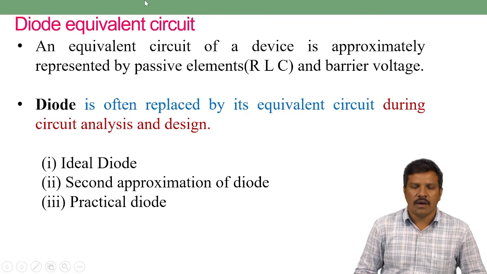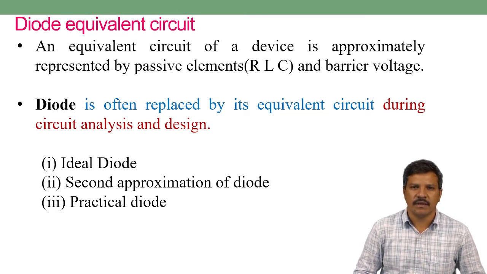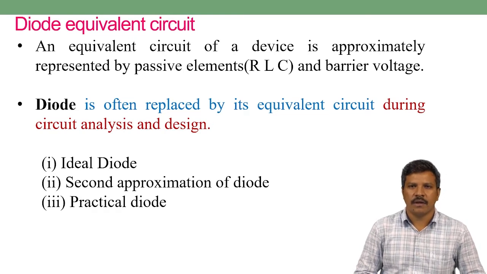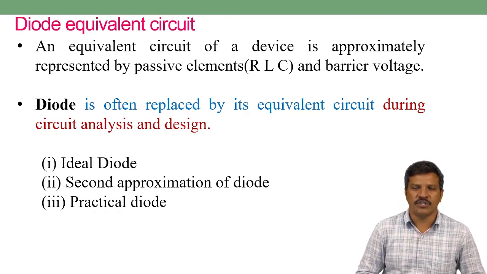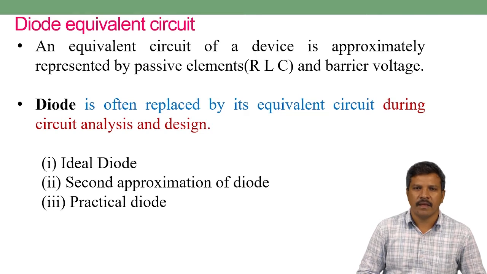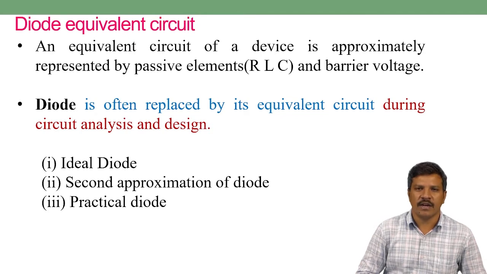Okay. Now, in order to analyze the nonlinear device, we can choose some models. Here, there are three different kinds of models to represent a nonlinear device called diode, which are the ideal diode, a second approximation of diode, which is also called piecewise linear, and the third approximation, which is also called practical diode. So by using these three models, we can analyze the nonlinear diode.